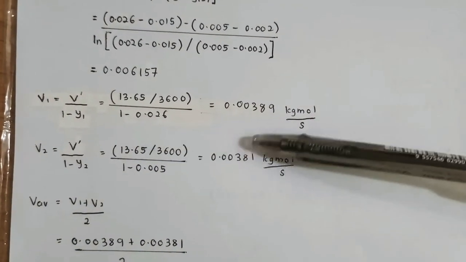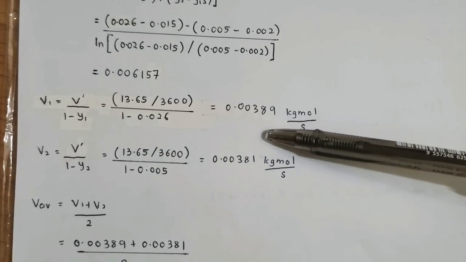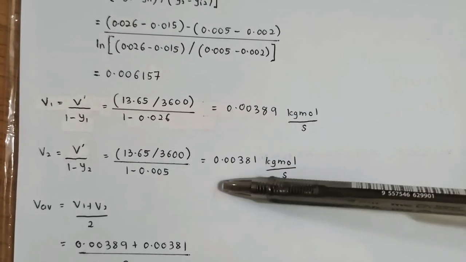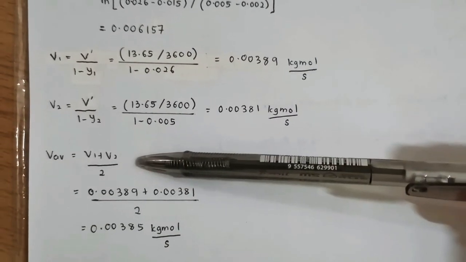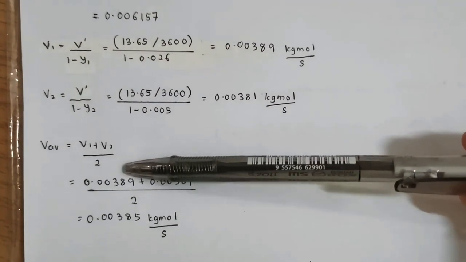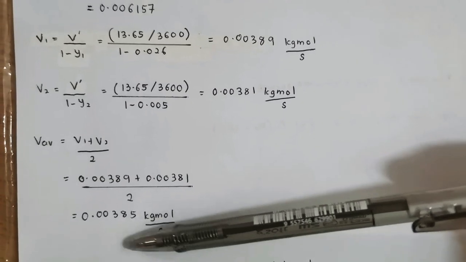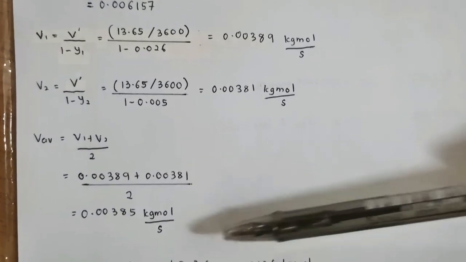So V1 we will get 0.00389, and V2 we will get 0.00381. So V average, by using this equation, we will get 0.00385 kilogram mole per second.